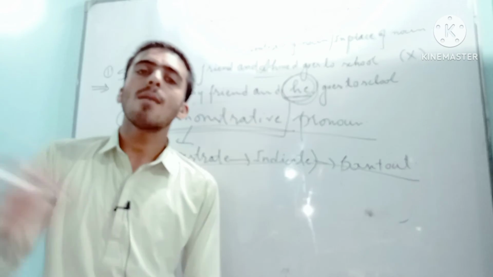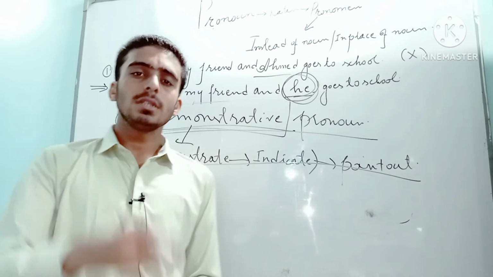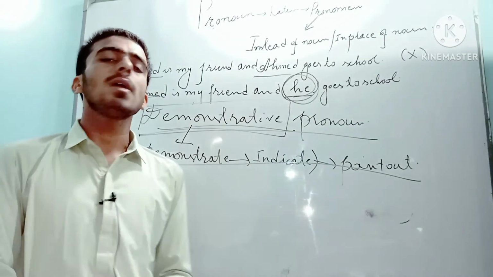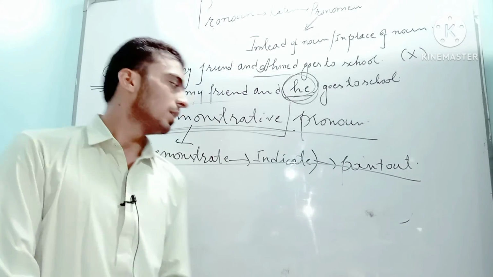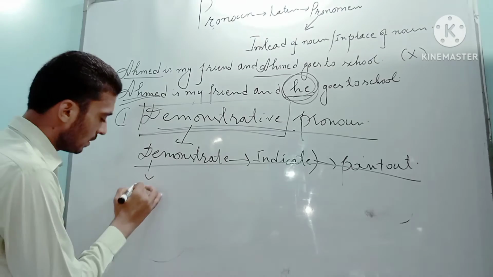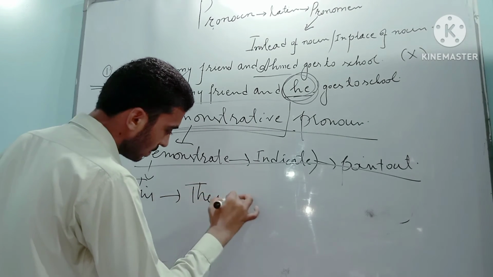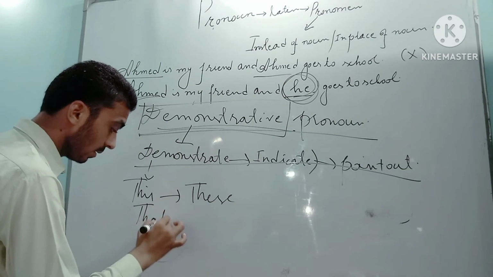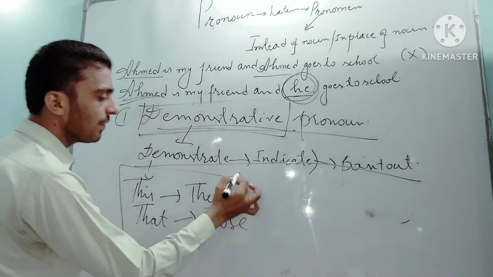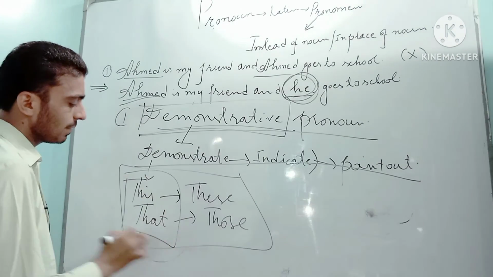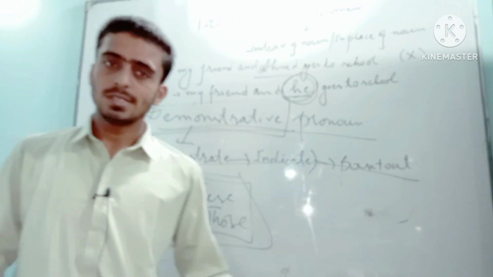Suppose I can say this is my book, that is my pen, these are my books, those are my pens. So these are the pronouns which are used to indicate things. They are four in number: this and its plural these, and that and its plural those. So how can we differentiate between these four kinds of pronouns?